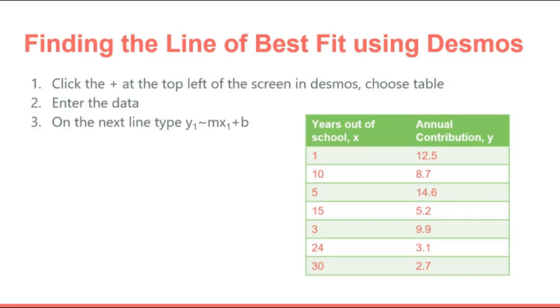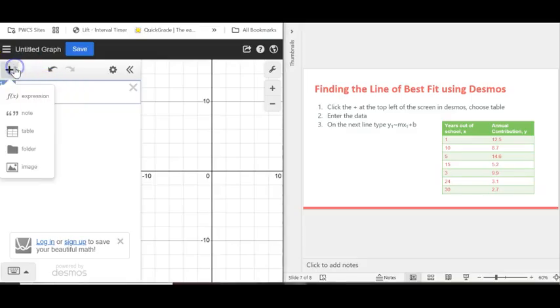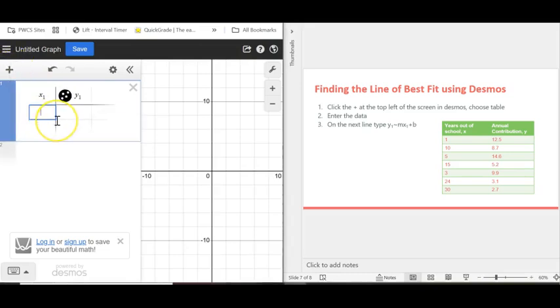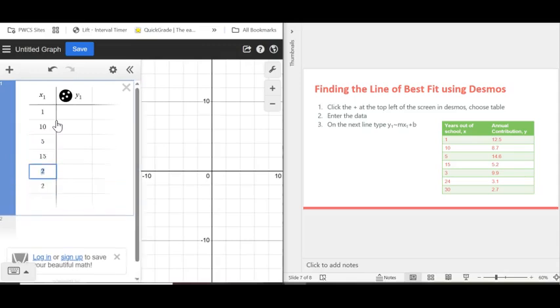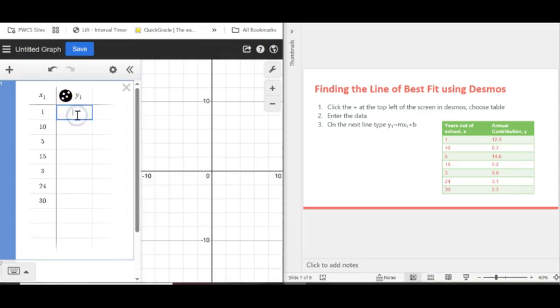All right, and so one of the ways that we can see what the line looks like and get our R value, we're going to use Desmos because it is much, much easier. So what we're going to do is open up Desmos here, and we need to get a table. So we click this plus sign up here and choose table. I'm going to type the X values in this first column. I'm just copying from, oops, this should be 3, 24, 30. Let me delete this one. And then my Y values are going to go over here.